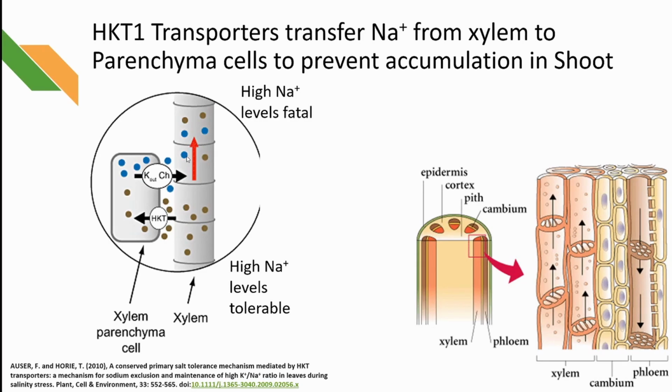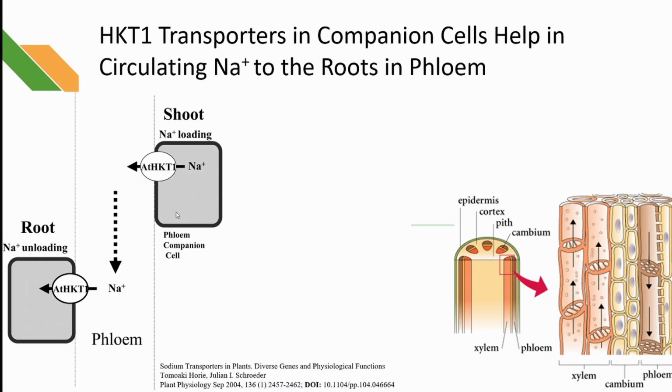As water and sodium ions move up through the plant through the xylem, HKT1 transporters take in sodium ions in the nearby xylem parenchyma cells, acting like a net to prevent accumulation in the shoot. Meanwhile, in the phloem, HKT1 transporters in the phloem companion cells load sodium ions into the phloem that had accumulated in the shoot so that it can be transported away from the leaves and into areas that are more salt tolerant, such as the roots.